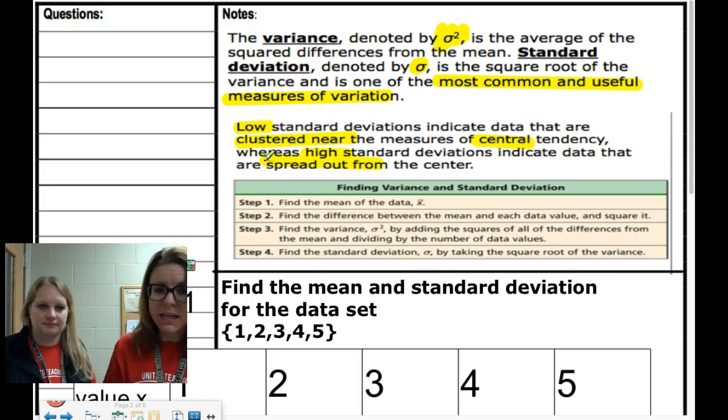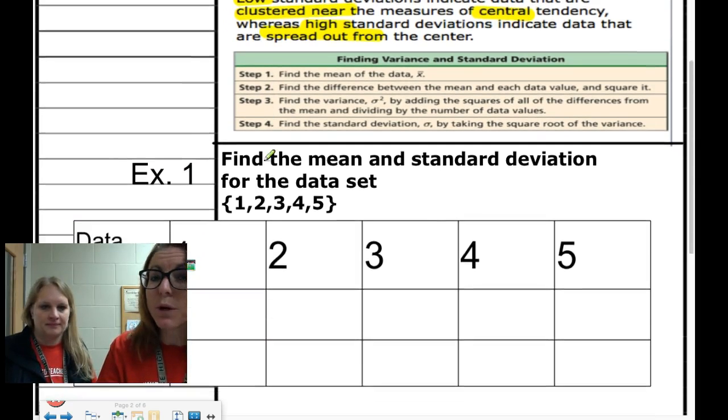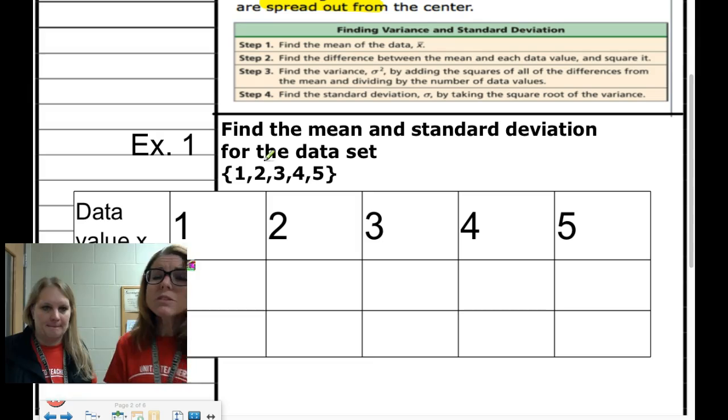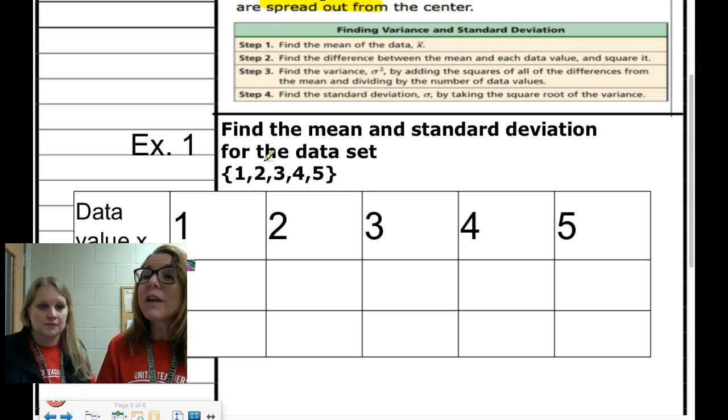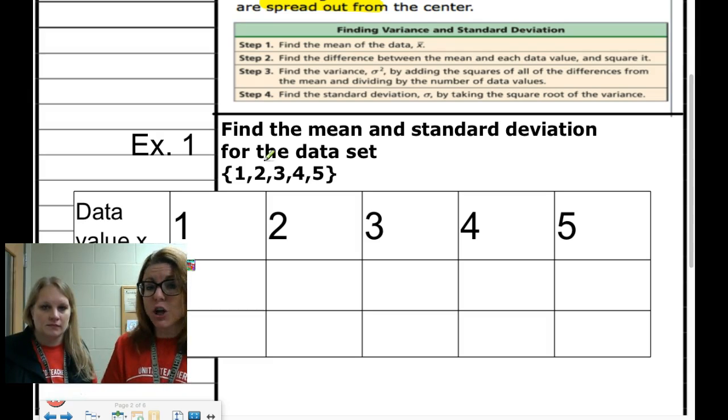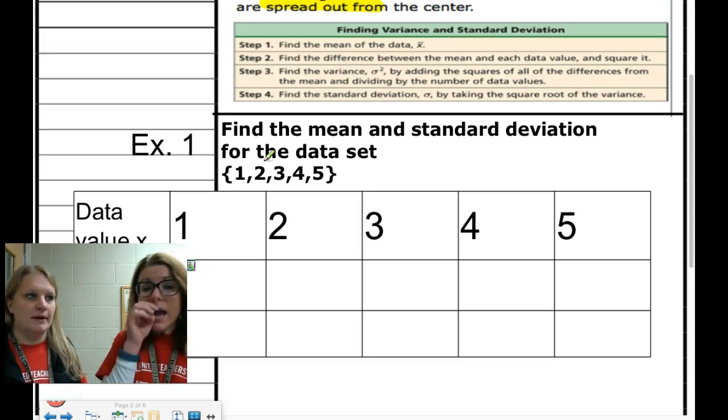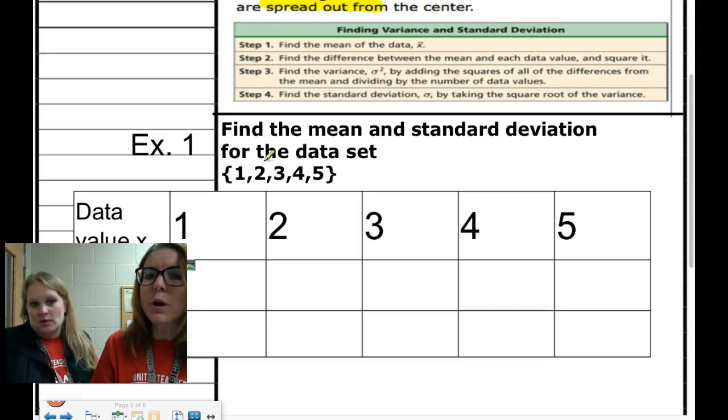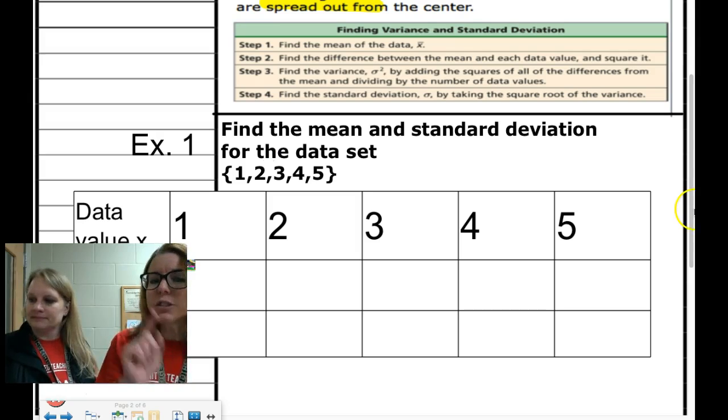That's the key. Here are the steps we are going to follow today, the steps to find the variance. Step 1, find the mean, which we know how to do. Then find the difference between the mean and each data value and square it. The variance is just the average of all those squared differences, so we add them together and divide by how many we have. And the standard deviation is just the square root. So we're going to follow those steps right now.